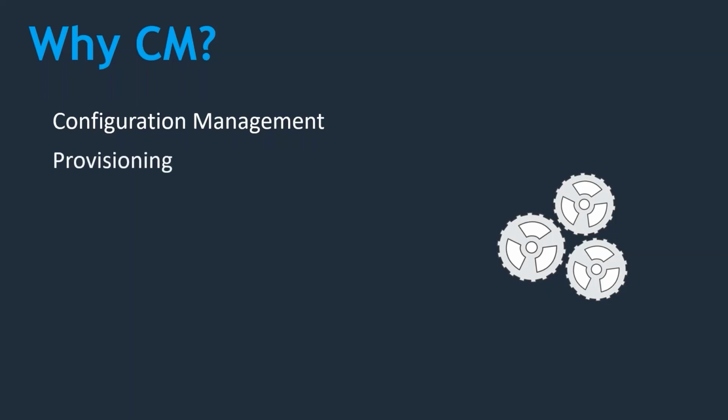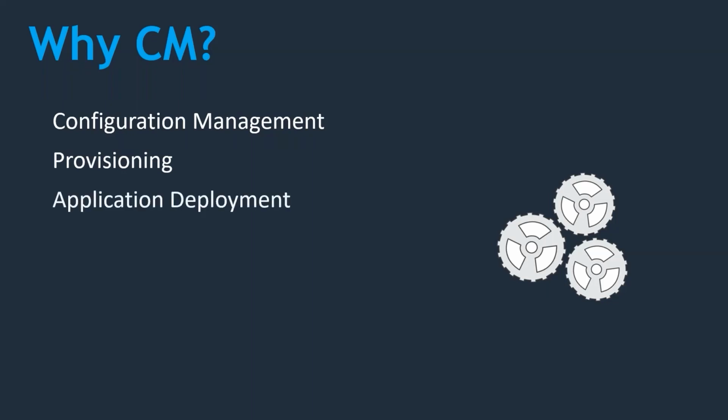Next, provisioning. Provisioning means we can create new resources. New resources may be a VM, a virtual machine, or a disk, or some other IT resource. In our case, we can create an AWS server also using Ansible, sorry, using configuration management. So provisioning is another option for using configuration management.